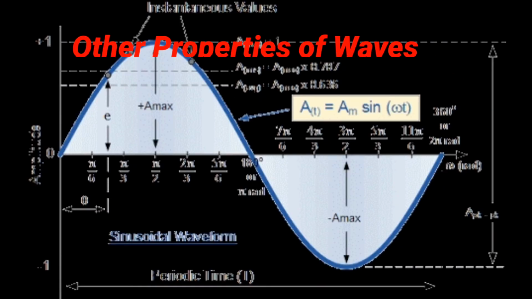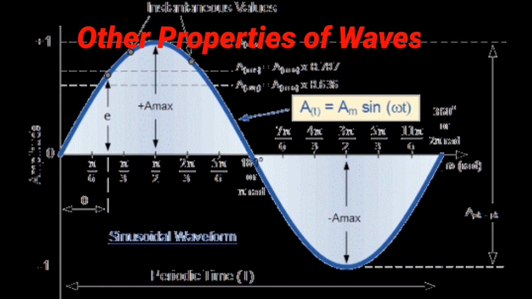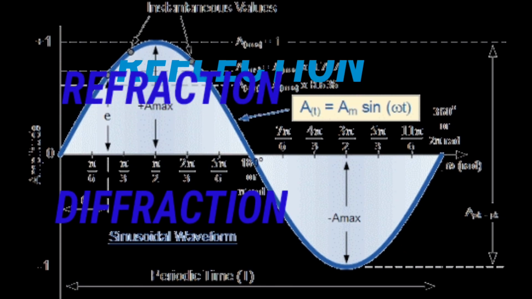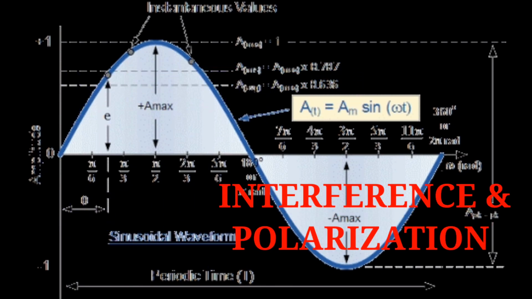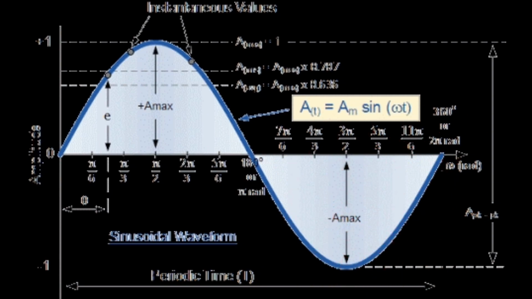Do not also forget other wave properties such as reflection, refraction, diffraction, polarization, and interference. They are also one way you can determine or detect that a wave is a particle or has particle behavior.